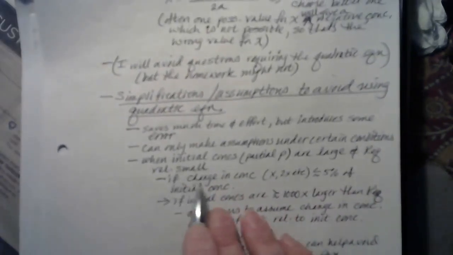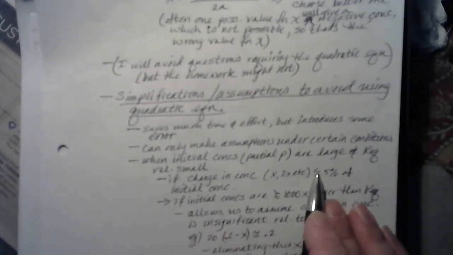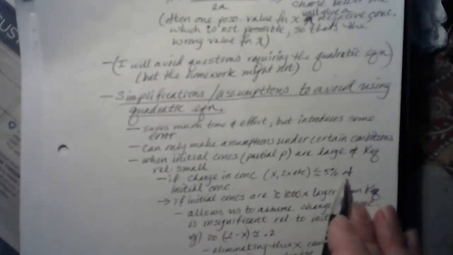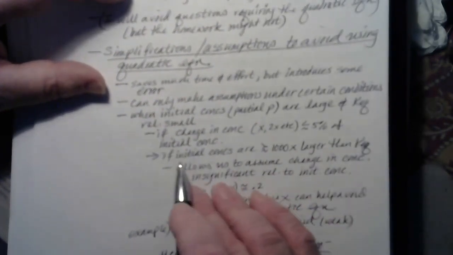Okay, so you can only make these assumptions under certain conditions though. Those conditions are when the initial concentrations or partial pressures are very large and KEQ is very small. In that case, the change in concentration will be less than or equal to about 5% of the initial concentration. And that's why you end up being able to ignore the plus x or the minus x compared to the number it's being added to or subtracted from.